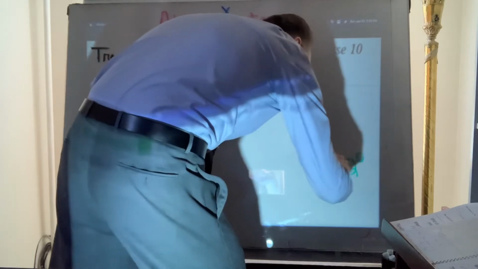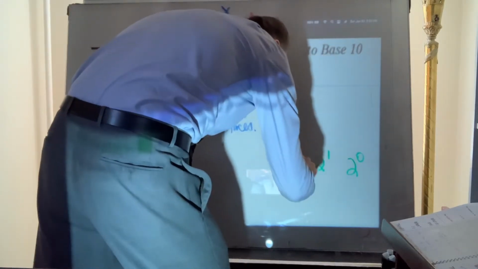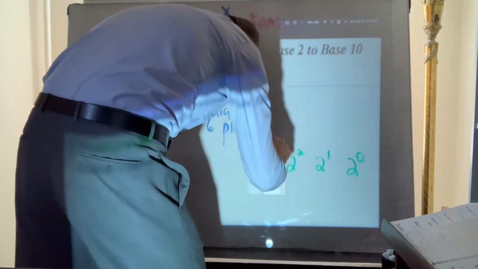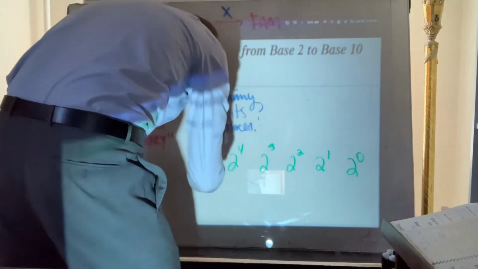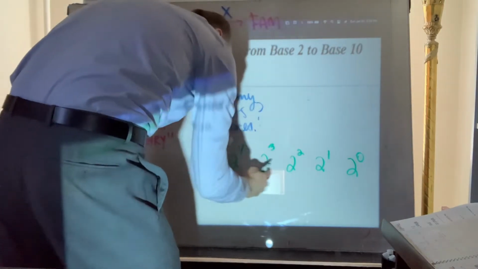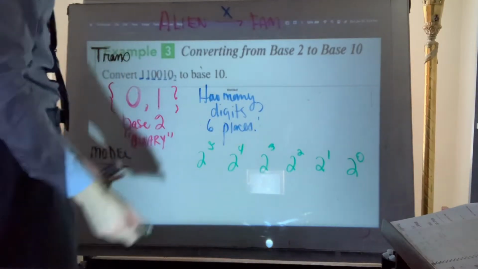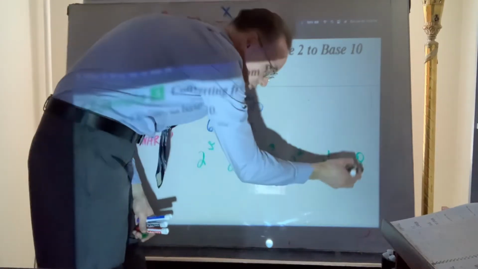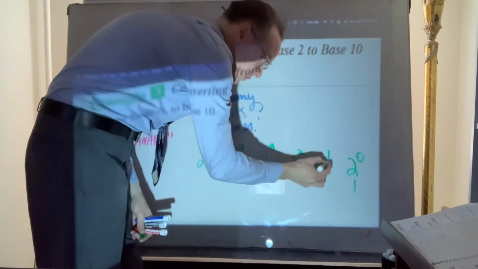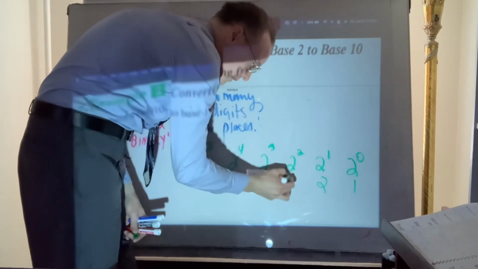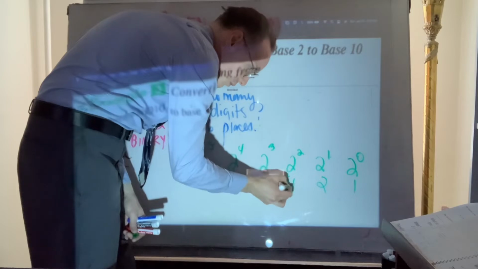2 to the 0, 2 to the 1, 2 to the 2, 2 to the 3, 2 to the 4, 2 to the 5. 1, 2, 3, 4, 5, 6 total. All right. Some of these I remember. All right. 2 to the 0 is 1. 2 to the first is 2. 2 squared is 4. That's a funny looking 4.